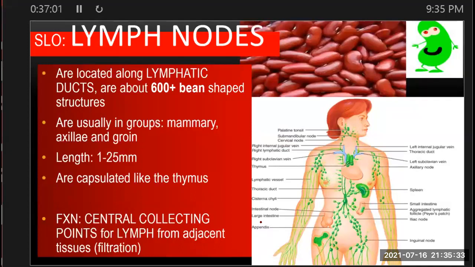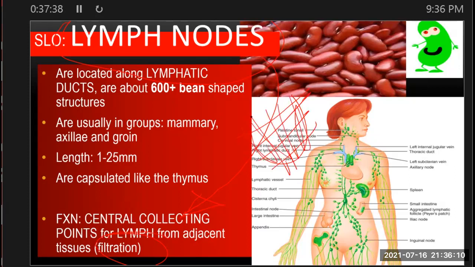Next, we also have the lymph nodes. Lymph nodes are located along the lymphatic ducts and are about 600 plus bean-shaped structures. And usually they occur in groups in the mammary, axillae, and groin. And what's the function of the lymph nodes? They are the central collecting points for lymph. So the point is, lymph node, think of a filter or filtration.